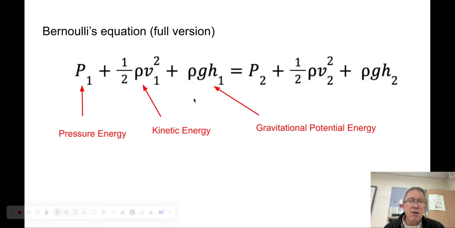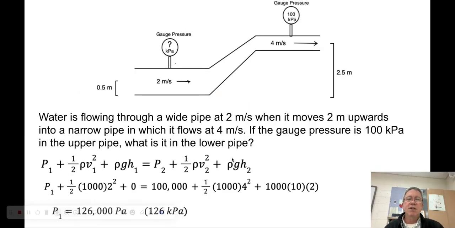So this is our full expression here. Let's just try to use it. This is the hardest it's going to get in this unit. You're ready for it. Let's do it. Let's go. So here's what I've got.